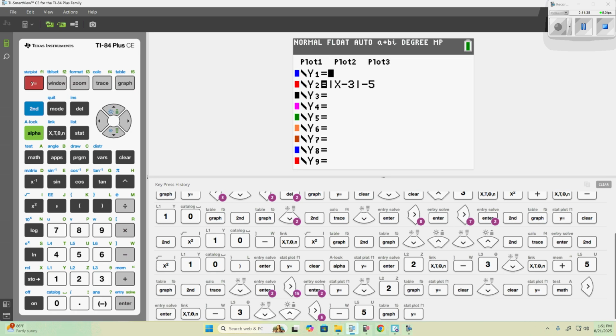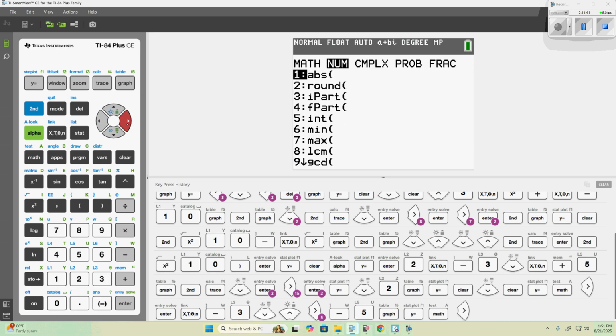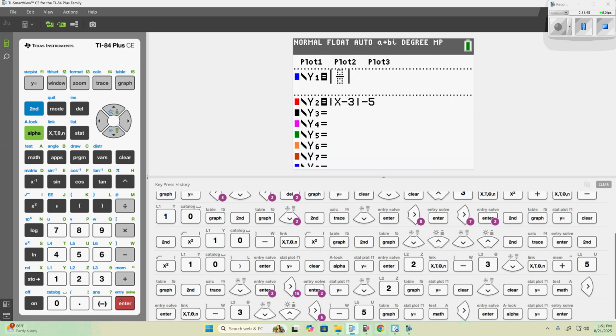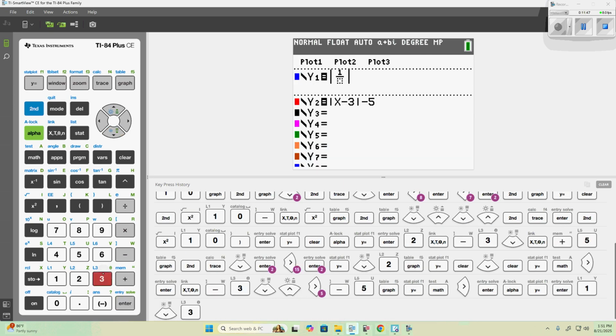Because if we look at this here, absolute value. I'll show you this here, I'm going to plug both of them in. X minus 3 minus 5. We'll turn this one off.